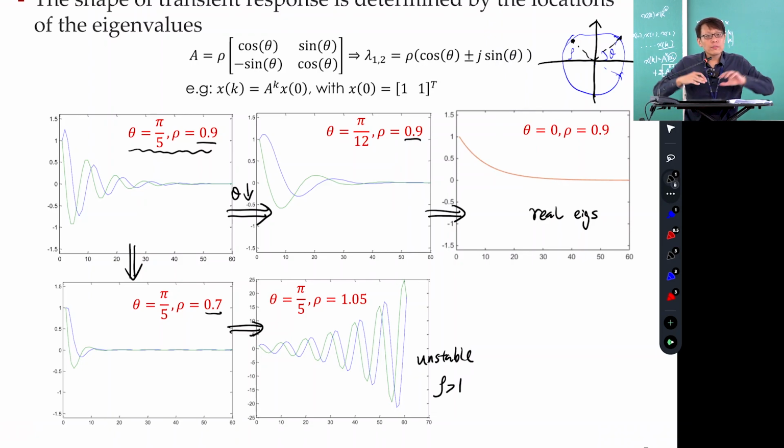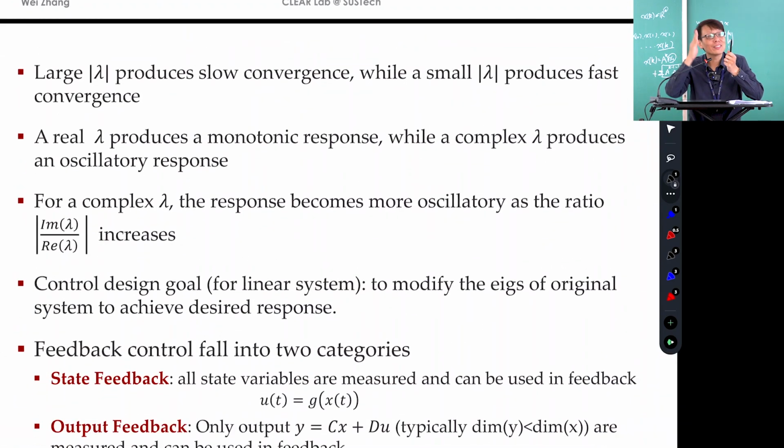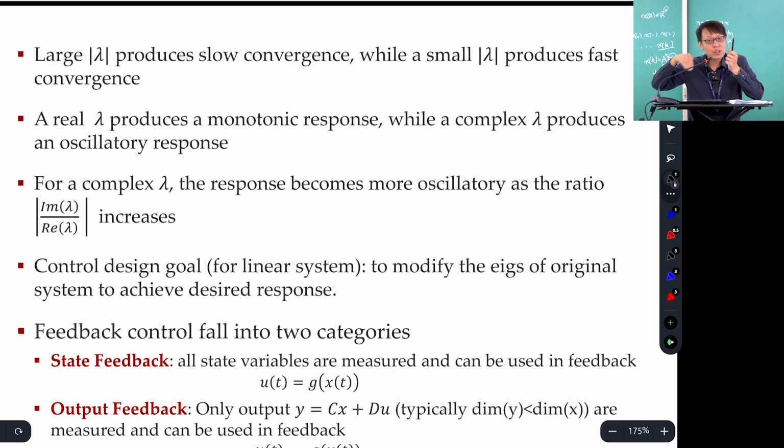Okay, the rule of thumb. Of course, you can play with this a little bit, but you have to be able to summarize. So the rule of thumb is summarized as follows. If the magnitude is larger, then it will converge slowly. So you want the eigenvalue magnitude as small as possible, because each time you're multiplying by it, a little bit smaller can make the convergence faster. So a small lambda produces a fast response.